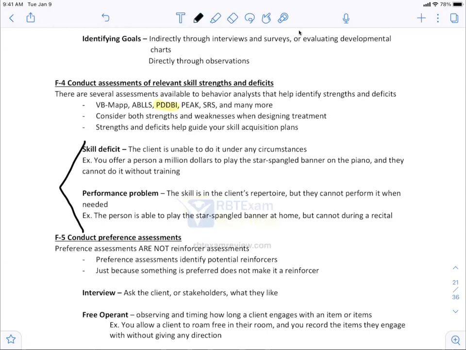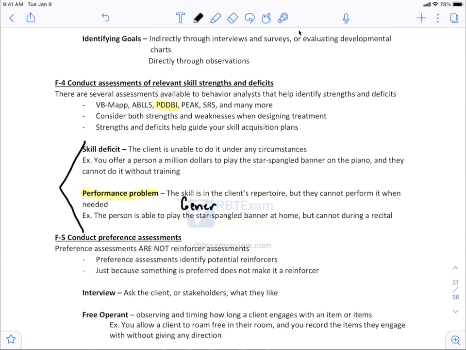Performance problems are very common with our kids because this is sometimes a generalization issue, right? When we're not generalizing this skill, so we teach them to play the piano at home, then when they get to a recital, they can't play it. That's a performance problem. We know they have the skill, but they can't perform it when necessary.